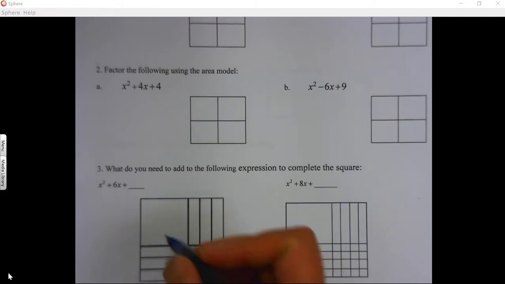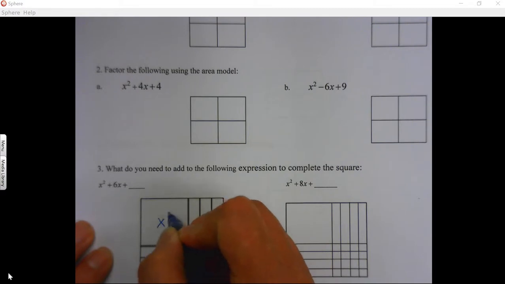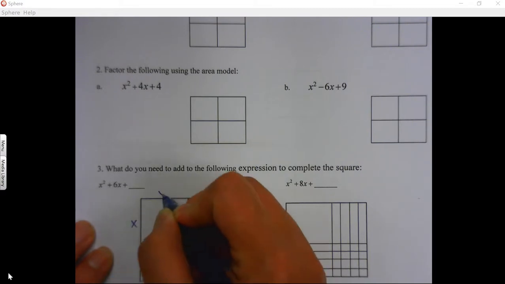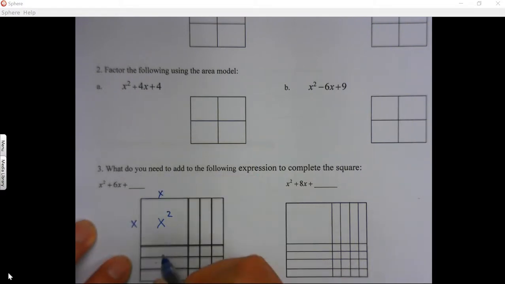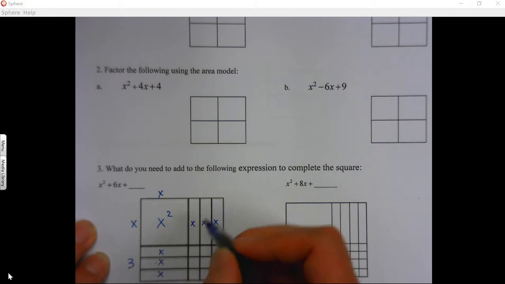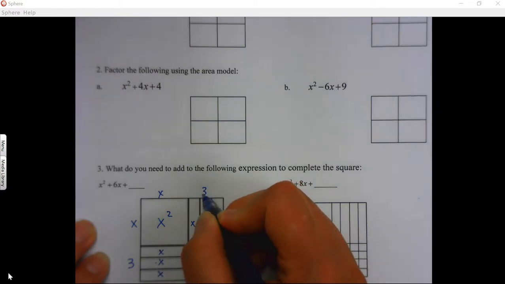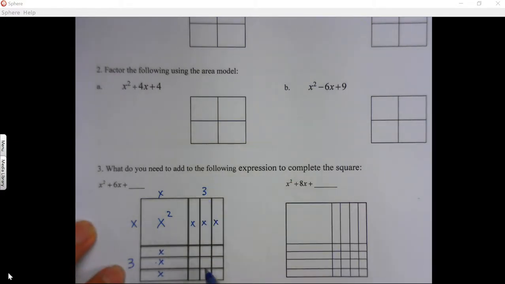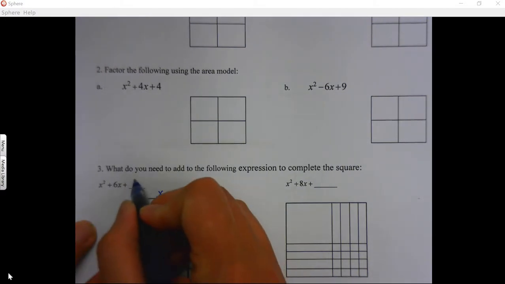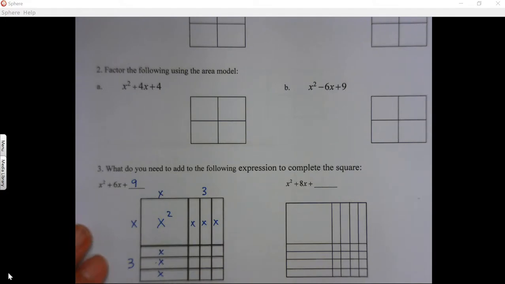I would like to remind you that this big square here is the x squared, that we've multiplied x times x together. And these little bars, this is an x, this is an x, that one's an x. And we have 3 over there. So we have an even number of x's on both sides. So we have a 3 down here because we're multiplying 3 times x to get those. And we have a 3 over here. So when we multiply our 3 times 3, we get 9 individual little units here. So we are adding 9 to complete our square.